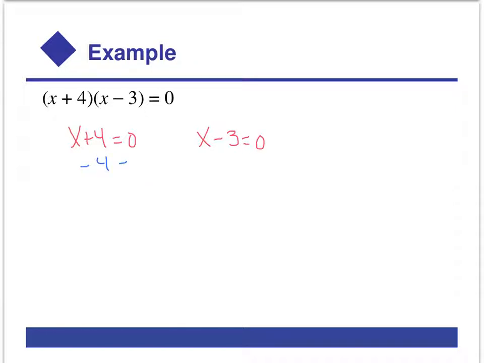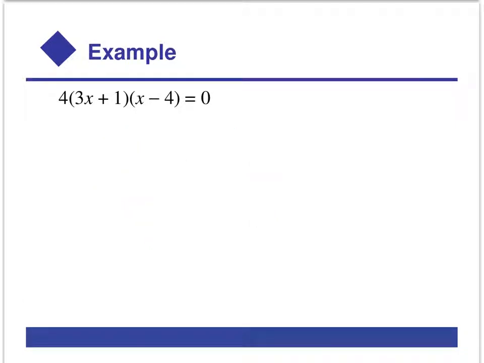We're going to subtract 4 from both sides. So x equals negative 4. We're going to add 3 to both sides. So now x equals positive 3, and your answers are negative 4 or positive 3. And you plug them both back in to the original equation to see if it works. If it does, you should come up with 0 equals 0, and these do.